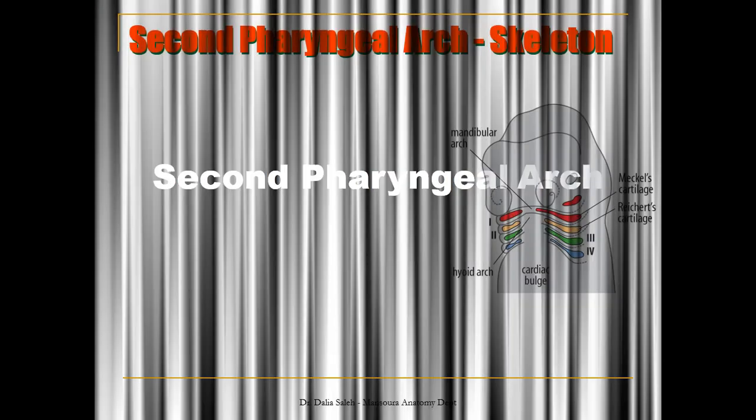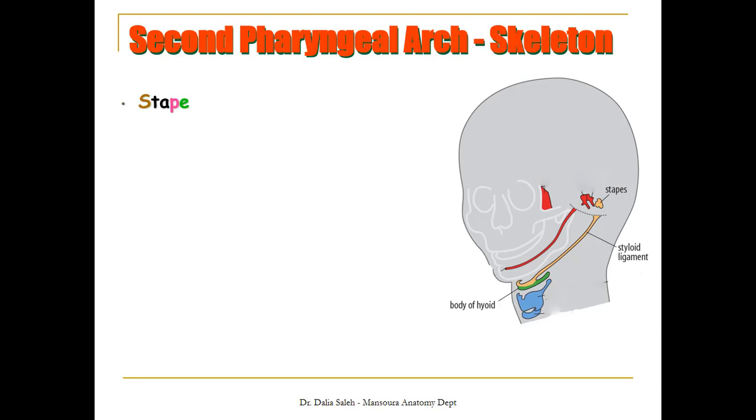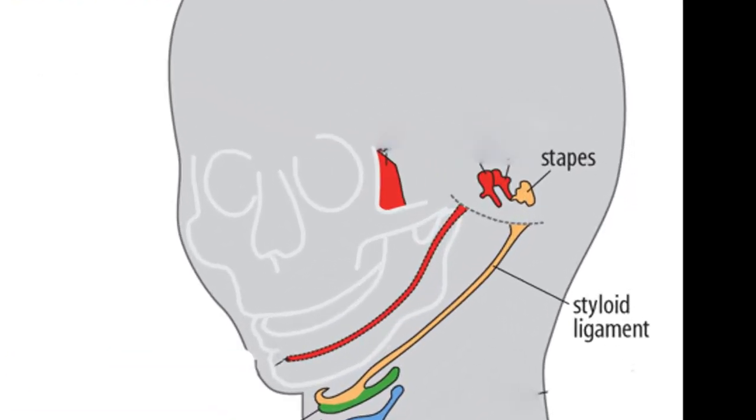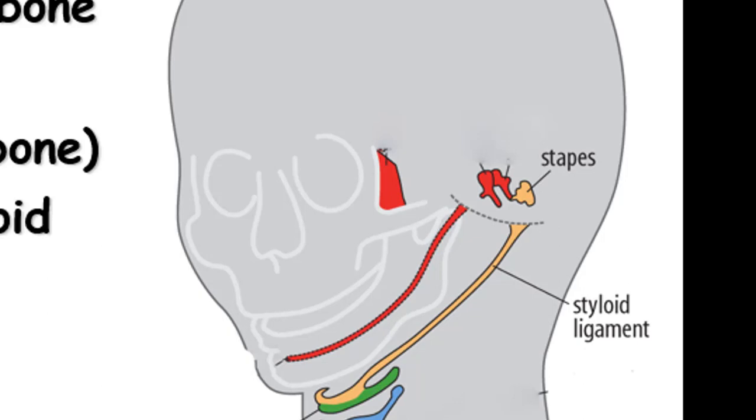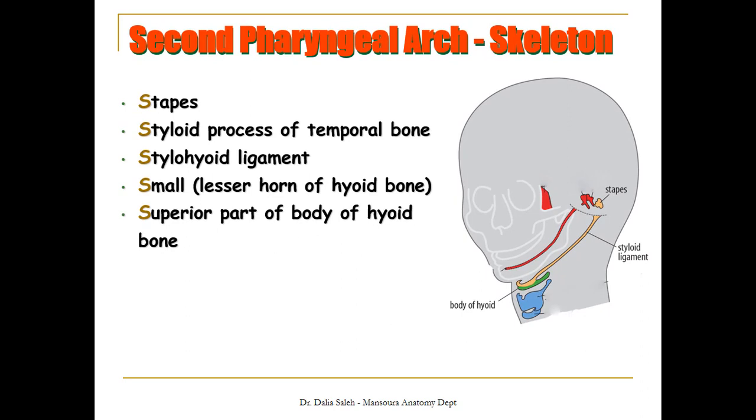The second pharyngeal arch, the skeletal component, it will give the stapes, styloid process, stylohyoid ligament, small or lesser horn of the hyoid bone, and superior part of the body of the hyoid bone. So you can memorize them by the 5S.